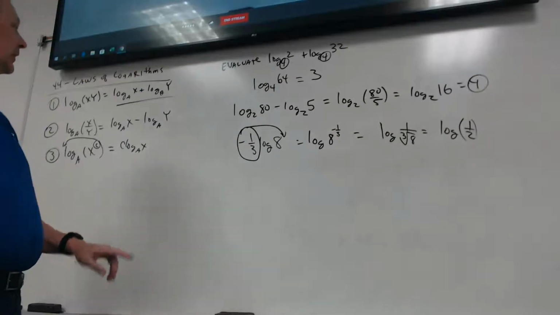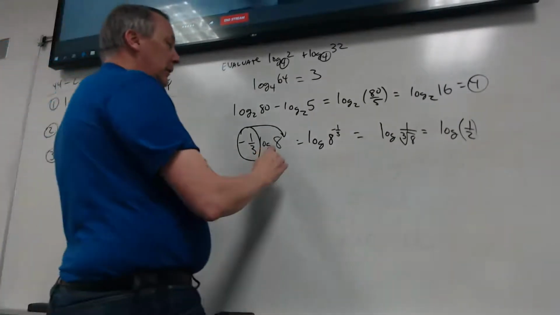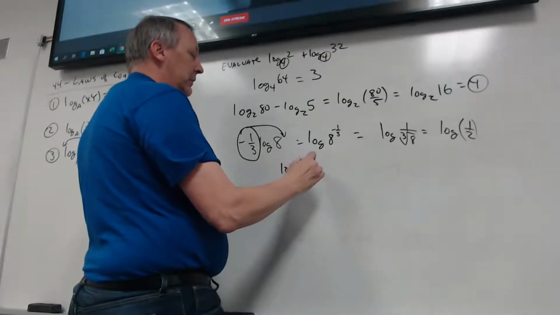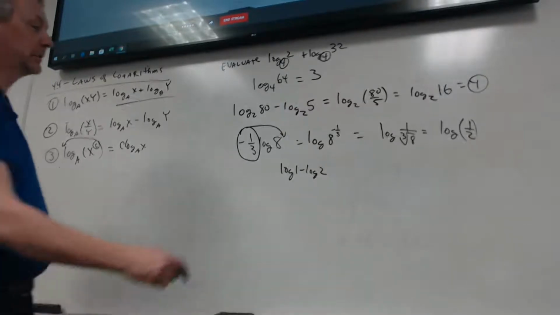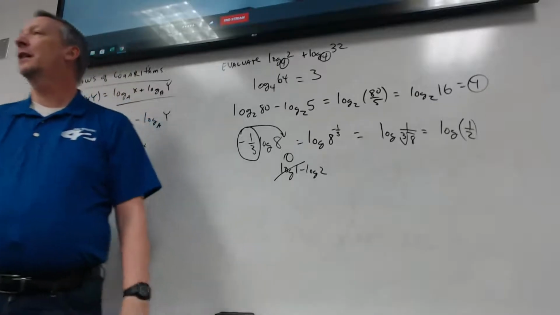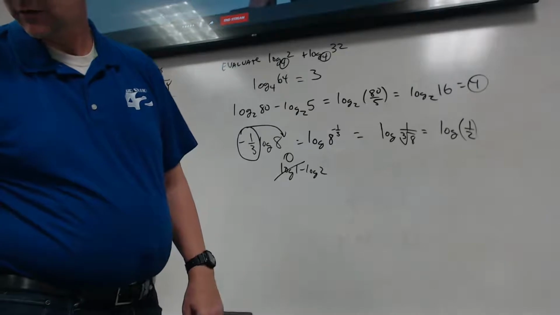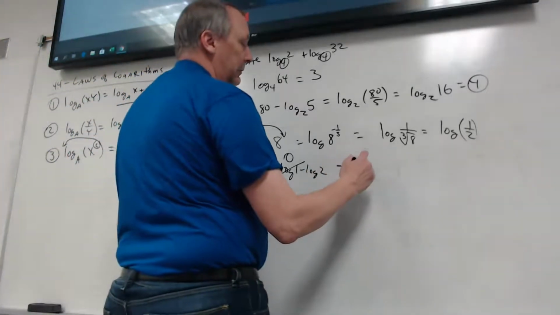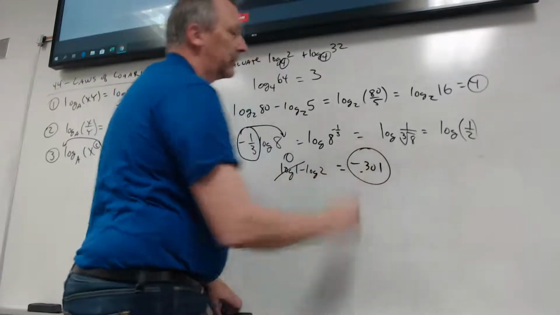Now, we could actually use the rules again, because I could write this as the log of 1 minus the log of 2. What's the log of 1? It's 0, so that's just going to fall away. And the log of 2, you could plug that in your calculator, and you would get 0.301, but you're going to subtract it from 0, so it's negative 0.301.